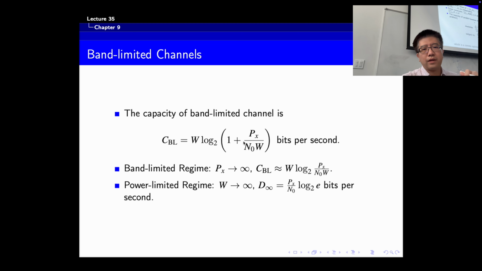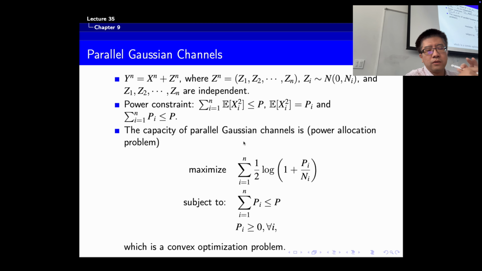Then we move to the parallel Gaussian channel. It's very similar to before, but the only difference is that we consider a bunch of them. Before we had y equals x plus z, but here we consider a bunch of different channels. So this n is not a block length or a code length, don't get confused. It's the number of channels. So now we have n channels.